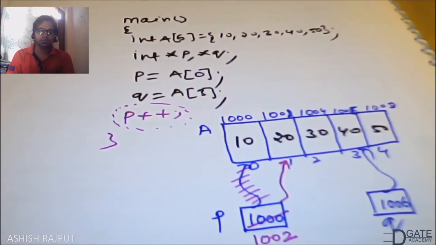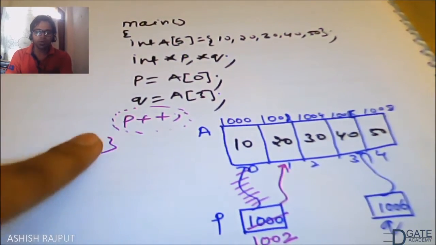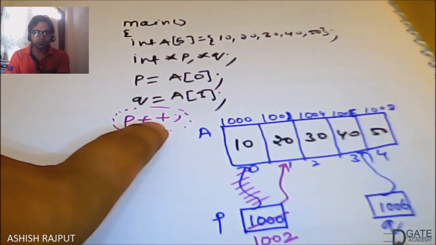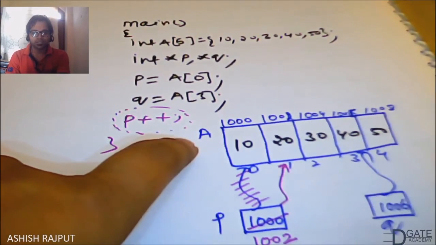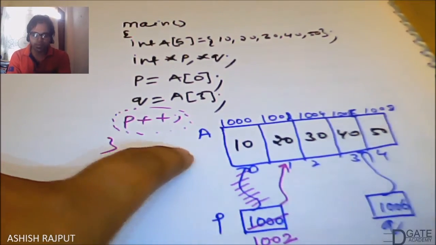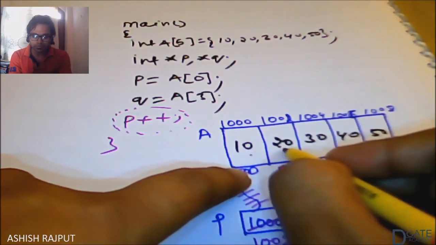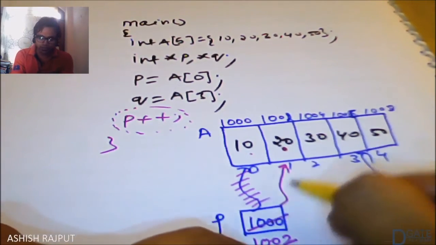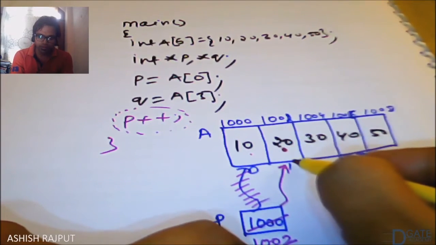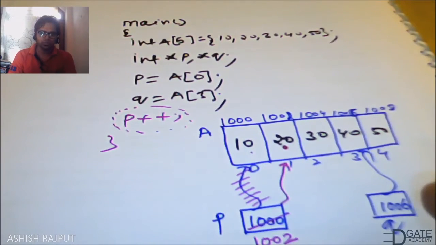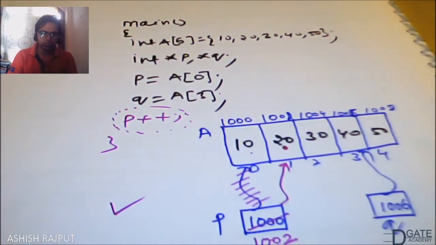I will repeat once again, this is the pointer increment. I do P++. P++ means move to the next integer or move to the next element. So the next element will be 20, and the address of the element 20 is 1002. So this is done about the pointer increment.